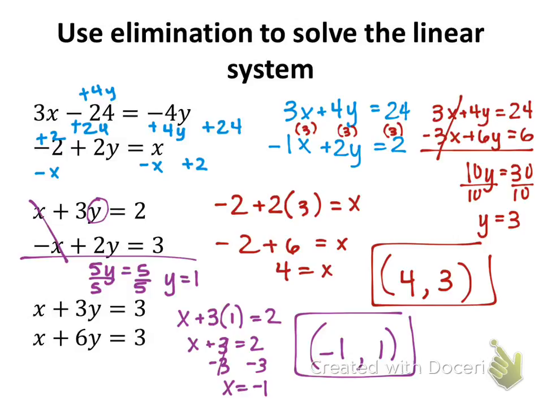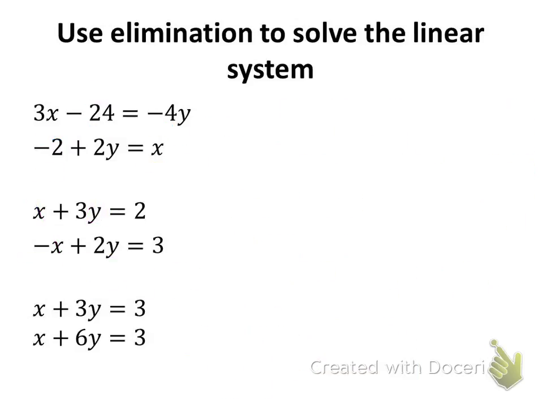And last but not least, I'm going to go ahead and erase everything here so we have some room. I look at this problem. Are all my terms lined up? x, y equals a number. Yes, it is. Does anything cancel out? No. I notice that the x's both technically have a 1 in front of them, so it's already the same number, but in order for it to cancel out, one's got to be positive, one's got to be negative.